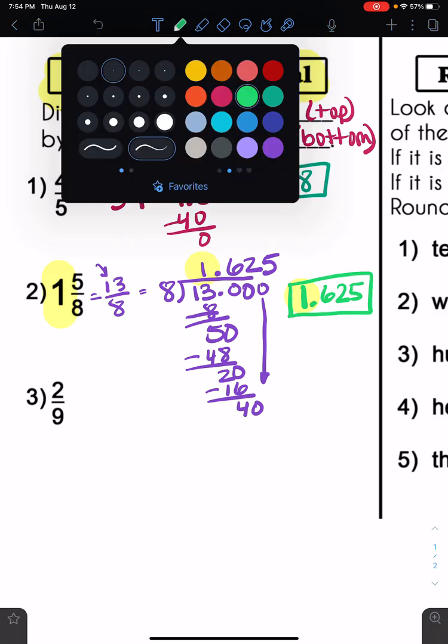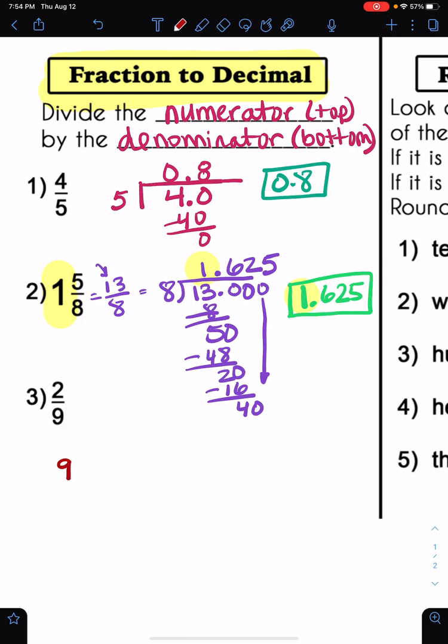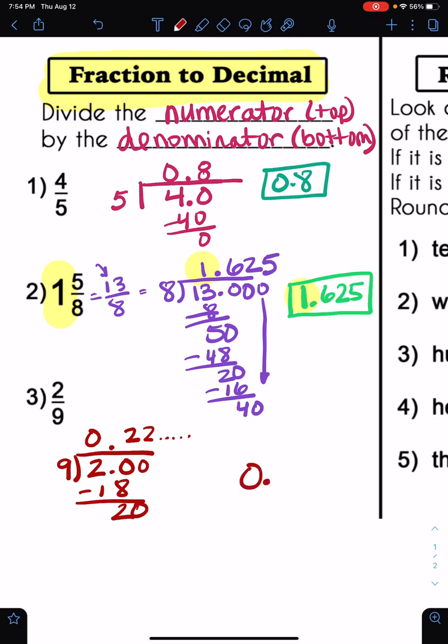And this last example, we're going to divide 9 into 2. 2 is inside because top dog in the house. 9 does not go into 2, so we'll need a decimal and a 0. 9 goes into 20 twice. And we subtract, we need another 0. We get 20 again, so it's going to keep on going with 2's. So we can say 0.2 repeating. And there's our answer.